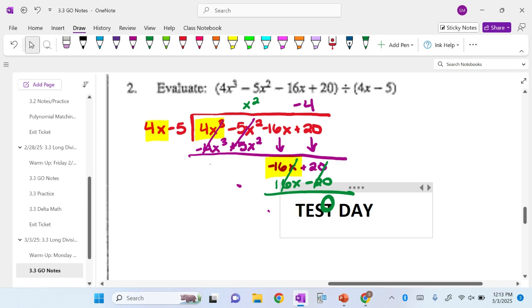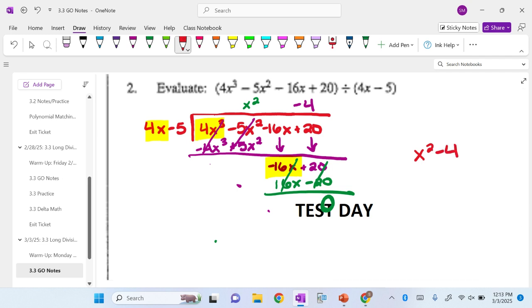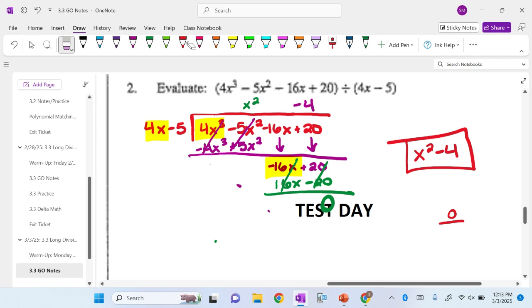So what's my answer? X squared minus 4. And there's no remainder. The remainder 0, you don't have to worry about writing it as a fraction. Because if I wrote it as a remainder, 0 over 4x minus 5, what's 0 divided by anything? 0. So you really don't have to write it. If you do, it's not a big deal. But just know you don't really need to write it if the remainder is 0.